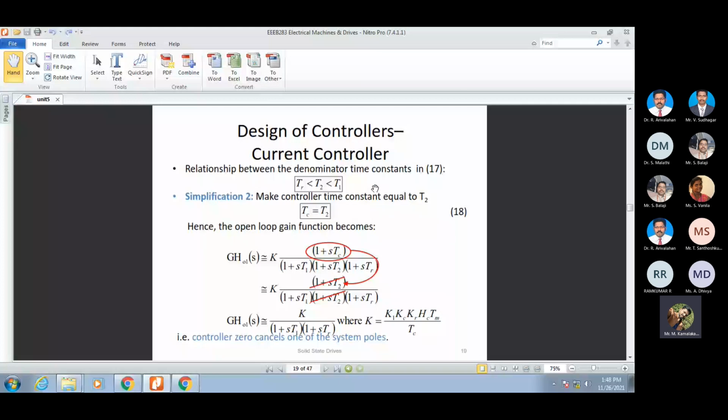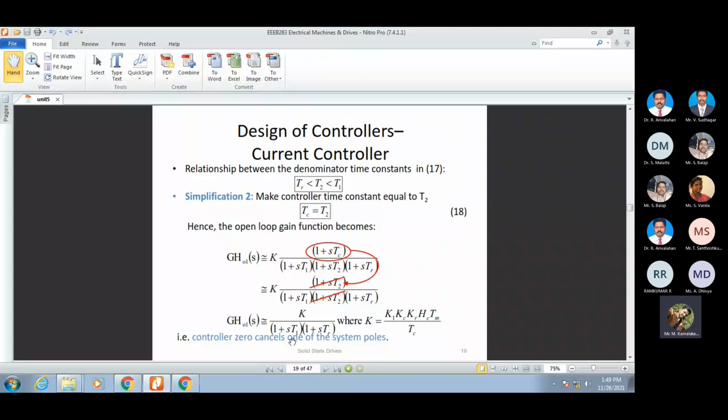So in the simplification part, the TC value is equal to the controller time constant T2. So in the numerator, what we are actually doing is replacing TC with T2. So 1 plus S into TC becomes 1 plus S into T2. In the denominator also we have 1 plus S into T2. So both 1 plus S into T2 are getting cancelled. And we have made the fourth order system into a second order system.